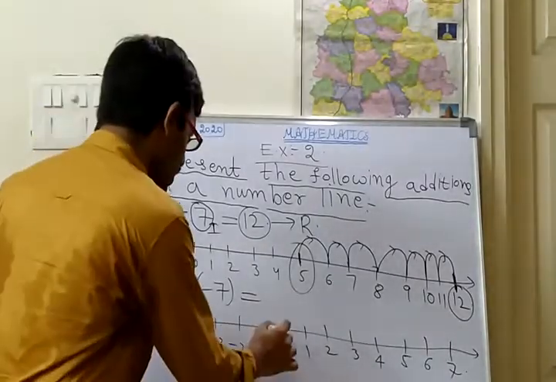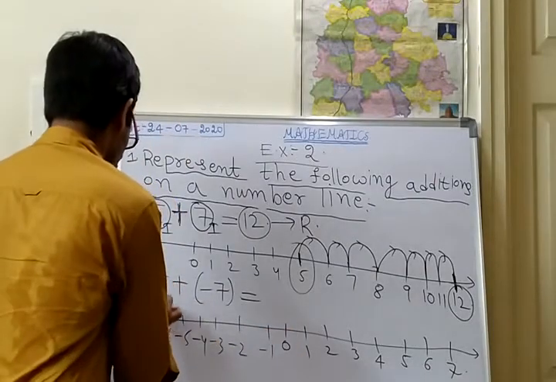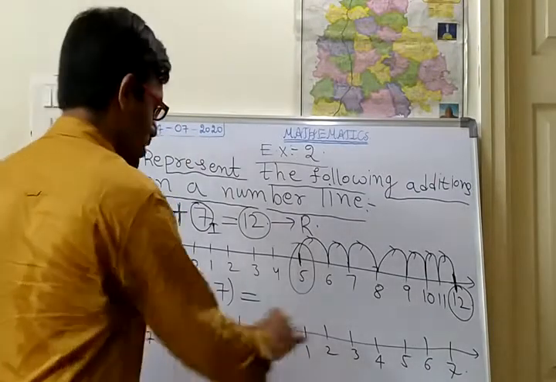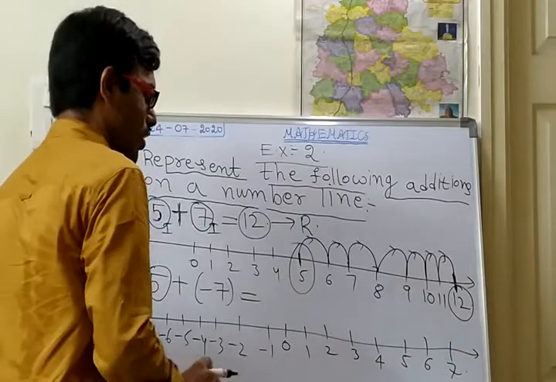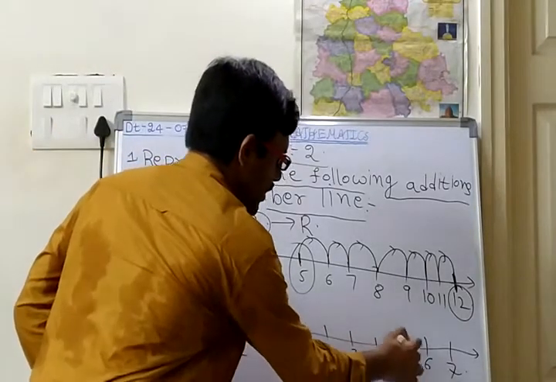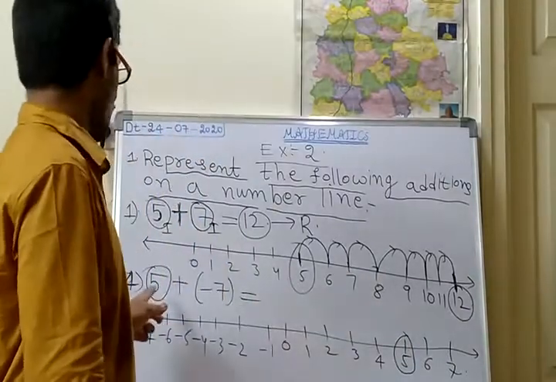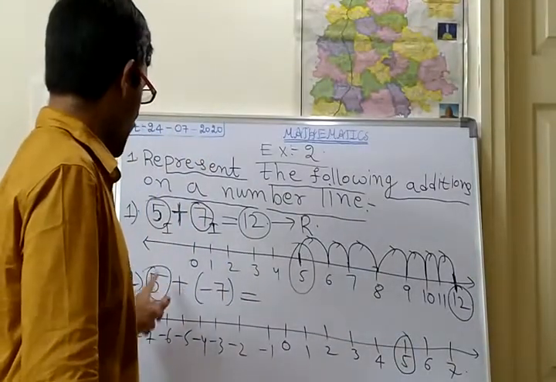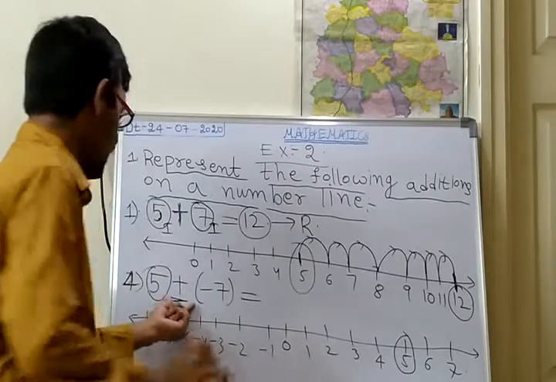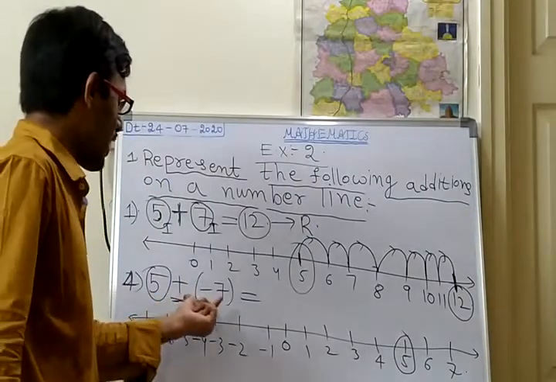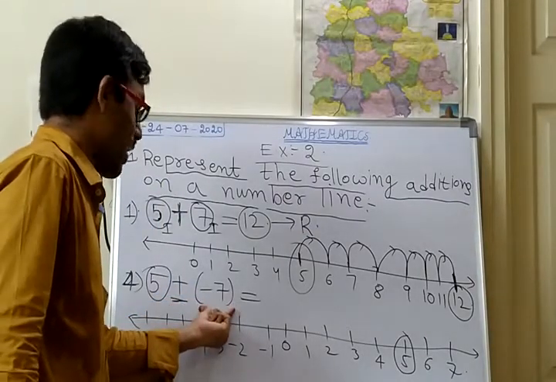So here first of all, what is this number? 5. So where is 5 on this number line? We have to say. 5 is here, in the positive numbers. So for this 5, what do we have to add? There is an addition symbol. So what are we adding to this 5? We are adding minus 7.